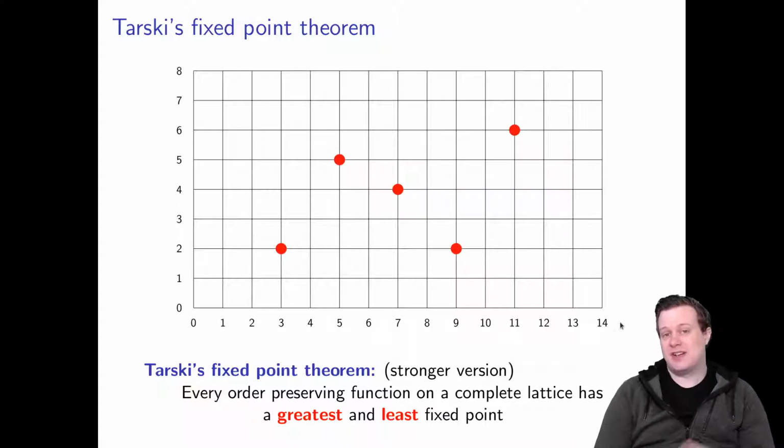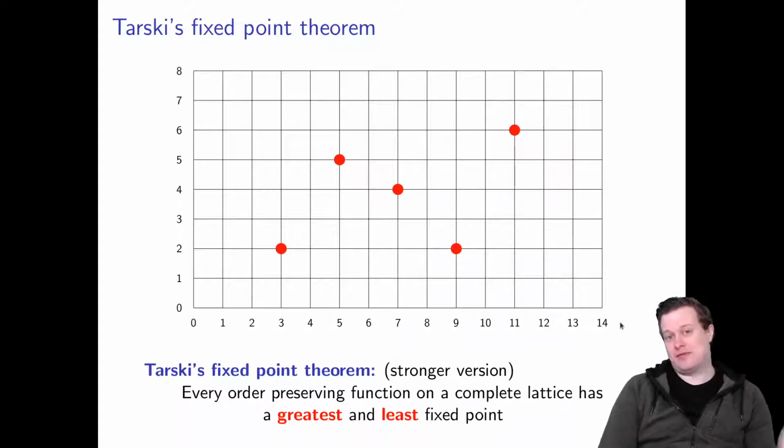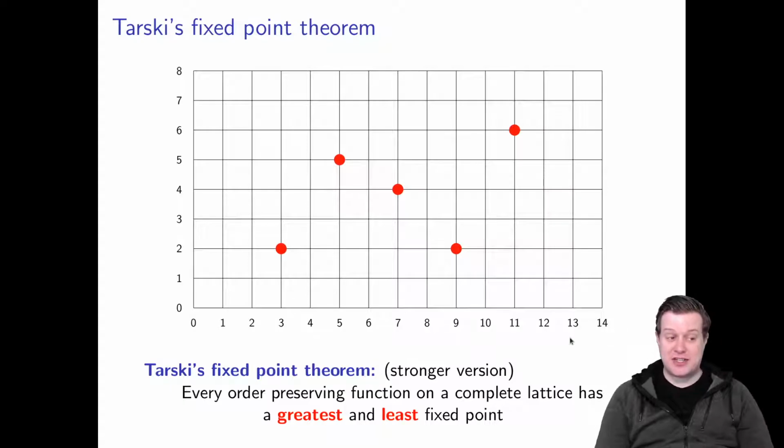And actually it says something quite a bit stronger. If you go to Tarski's original results, Tarski actually proved that every order preserving function on a complete lattice has a greatest and a least fixed point. So actually all the fixed points themselves are partially ordered, and there is some fixed point that is below every other fixed point.